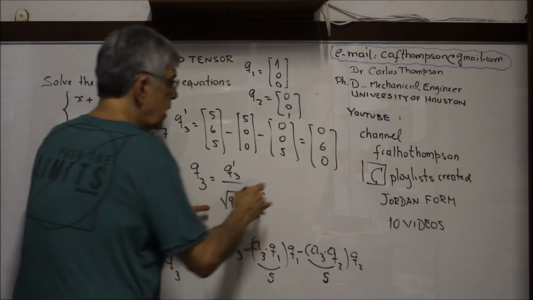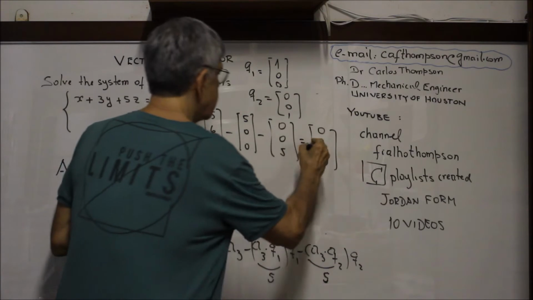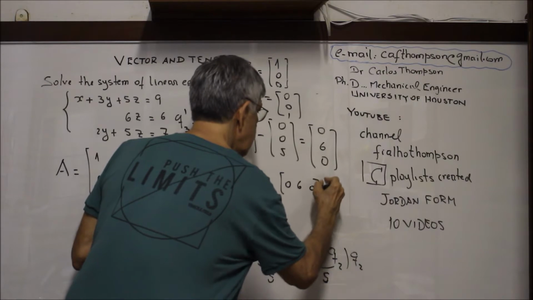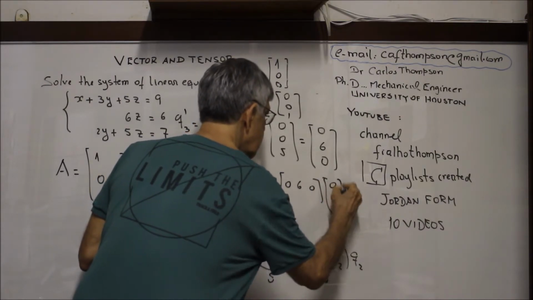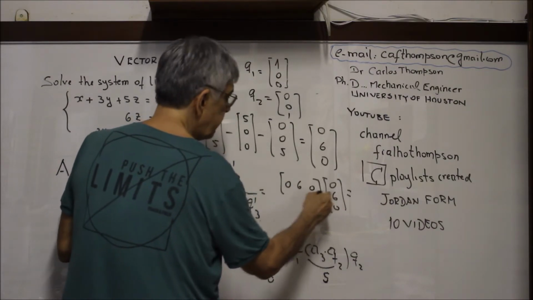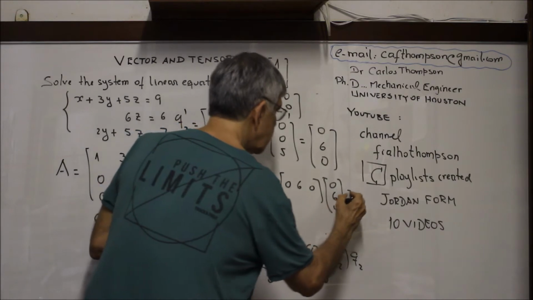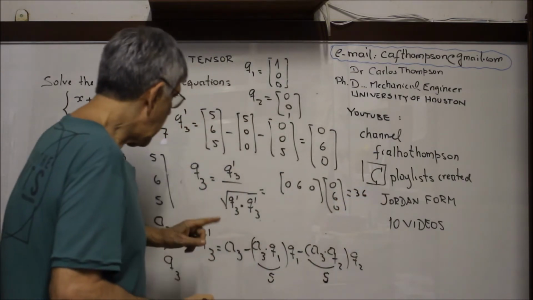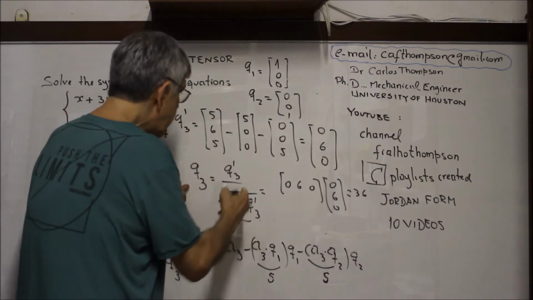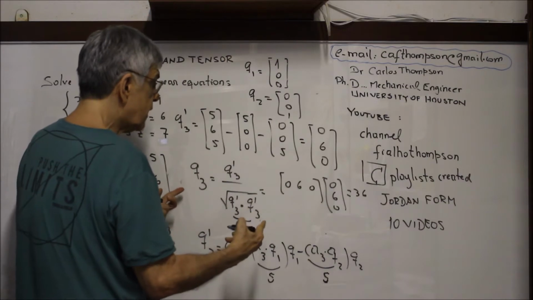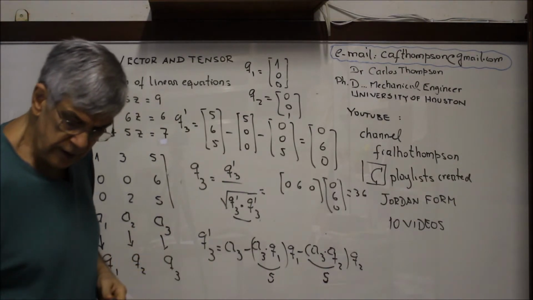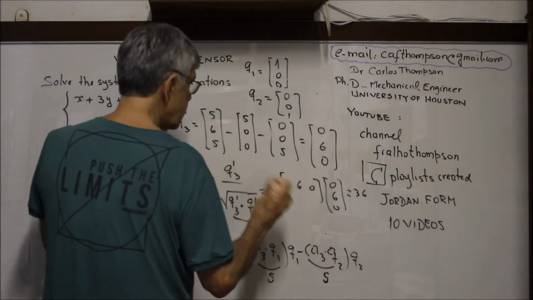Now, you see, let's do this, okay? K prime 3 is 0, 6, 0 times 0, 6, 0. This is 0 times 0, 6 times 6 is 36, and 0 times 0 is 0. So this is 36. Now, the square root of 36 is 6. So I'll divide K prime 3 by 6, you see? Then I'll get 0, 1, 0. See how it's easy? Now, Q3 is 0, 1, 0, okay?